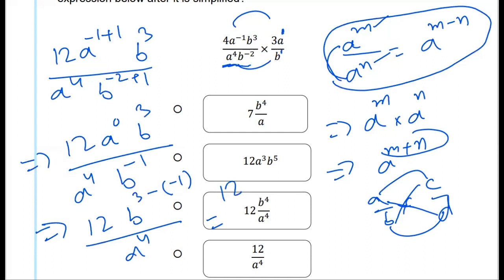Finally, you would get 12, b to the power 3, negative times negative, you would get positive 1. So 3 plus 1, you would get 4, over a to the power 4. 12 b to the 4 over a to the 4, which is the third option. Hope it makes sense.